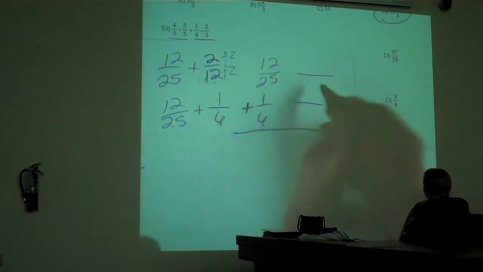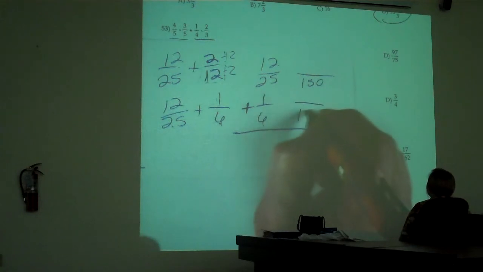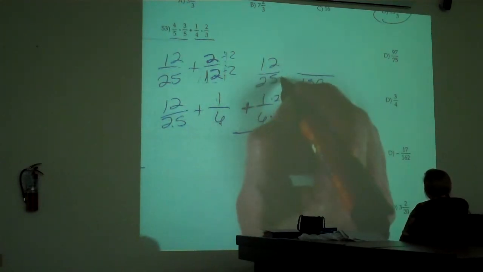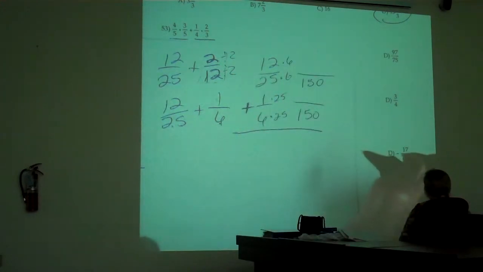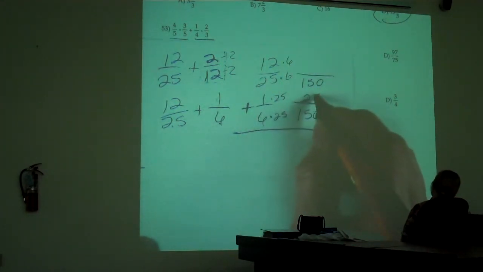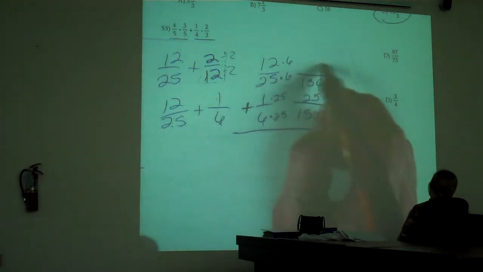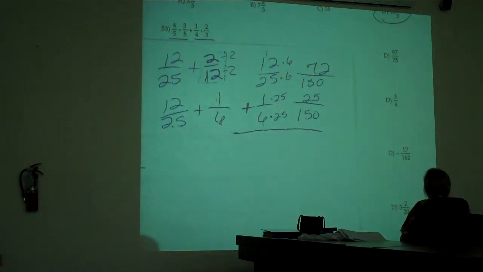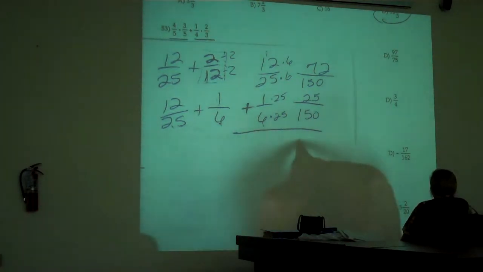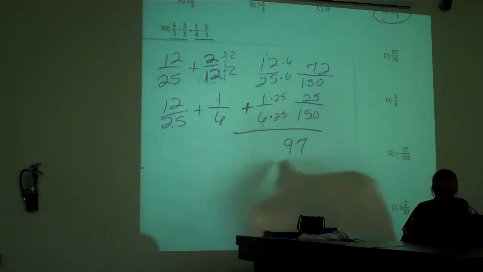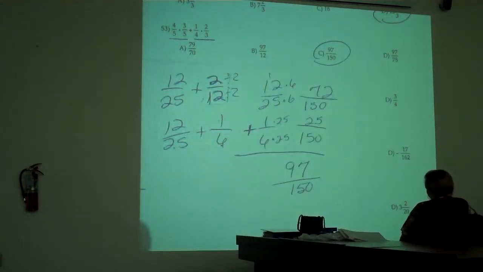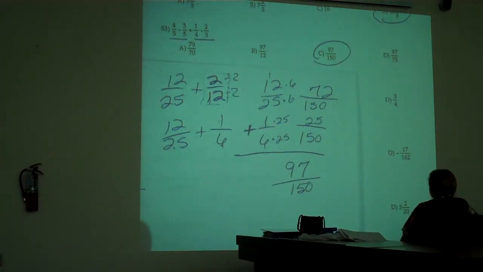6 times 25 is 150, and 25 times 6. So that's 25. 6 times 2, 12. So you have 72 plus 25. 97 over 150 is C. And you can check that answer, make sure it's right.